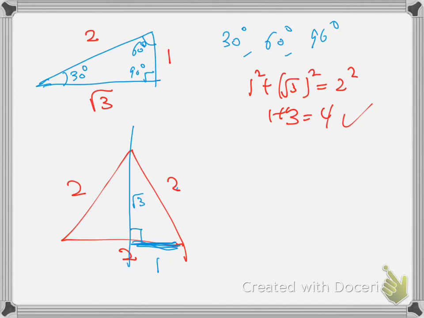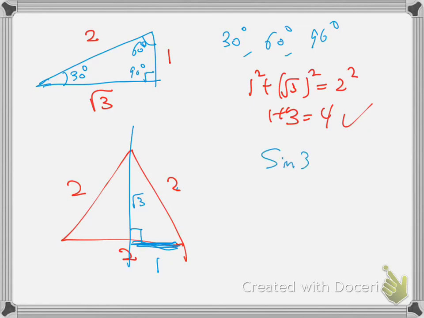This is one of our very important special angle right triangles. Even if you don't know what 30 degree, 60 degree, 90 degree mean, that's okay. Just remember it, that's the rule. This triangle is special. It has special angles 30, 60, 90, and these are the lengths.